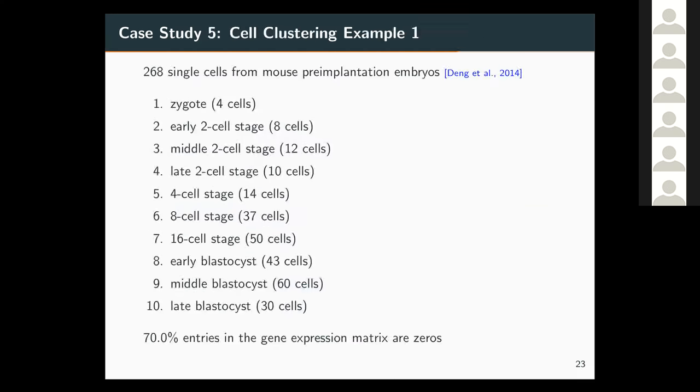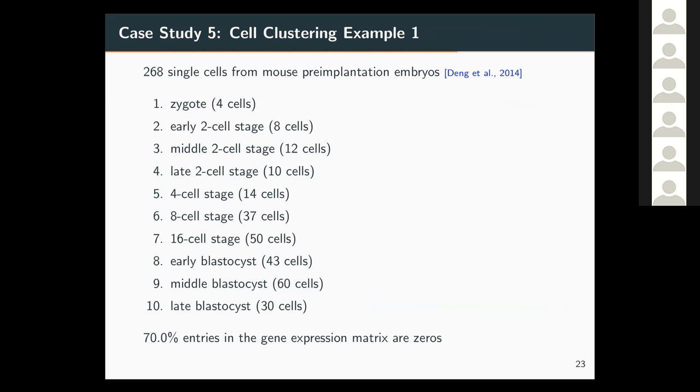And next, I want to discuss two examples to illustrate how scImpute can assist the clustering of cells in single cell study. The first example involves a smaller data set that contains 268 single cells from the mouse embryos.